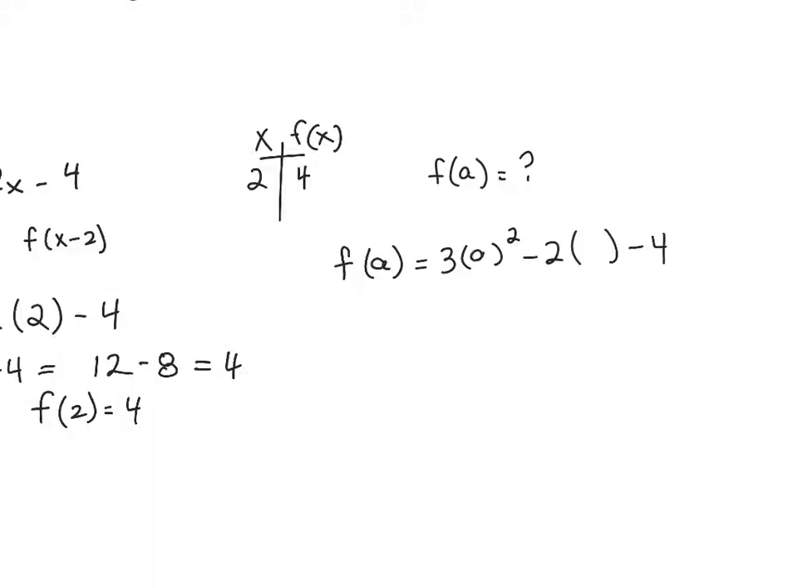So now I can use an input of a, and then use order of operations to evaluate. And since these are not like terms, none of the terms can be combined, so this would be f of a.